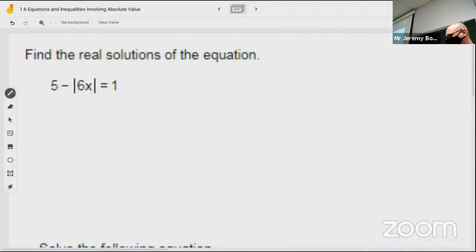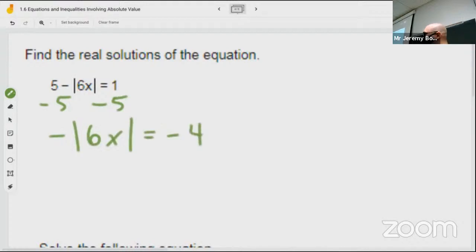So this first one, there's a few ways to go about this. Trying to think of what's the best way. We want to get the absolute value of 6x by itself, right? That's our goal. So I guess the most straightforward way is, let's subtract 5 from both sides. We'll end up with negative absolute value of 6x is equal to negative 4. The absolute value is by itself on that side, but there's that negative there, right?